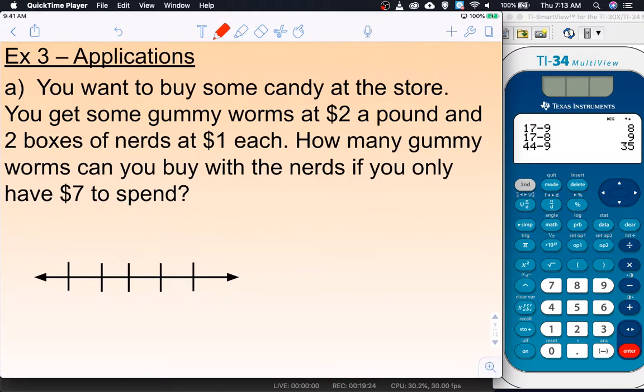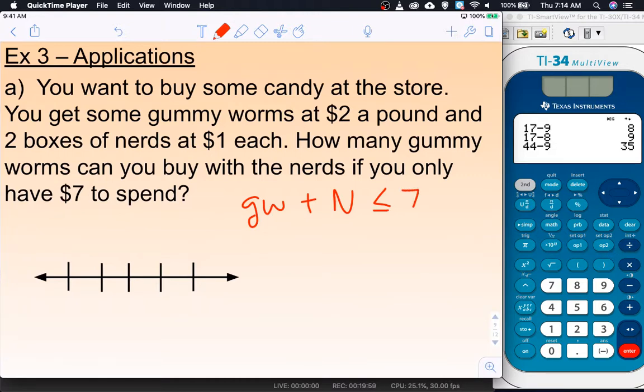Applications. Says you want to buy some candy at the store. You get some gummy worms at $2 a pound and 2 boxes of Nerds at $1 each. How many gummy worms can you buy with Nerds if you only have $7 to spend? Okay, so you want to buy gummy worms and Nerds, but you only have $7 to spend. So you don't have to spend all $7. You can spend less than or equal to the $7.